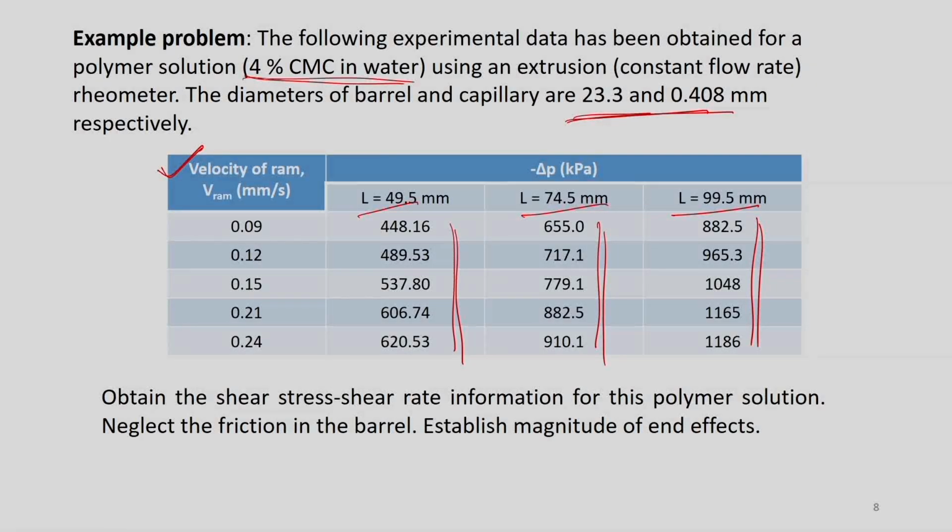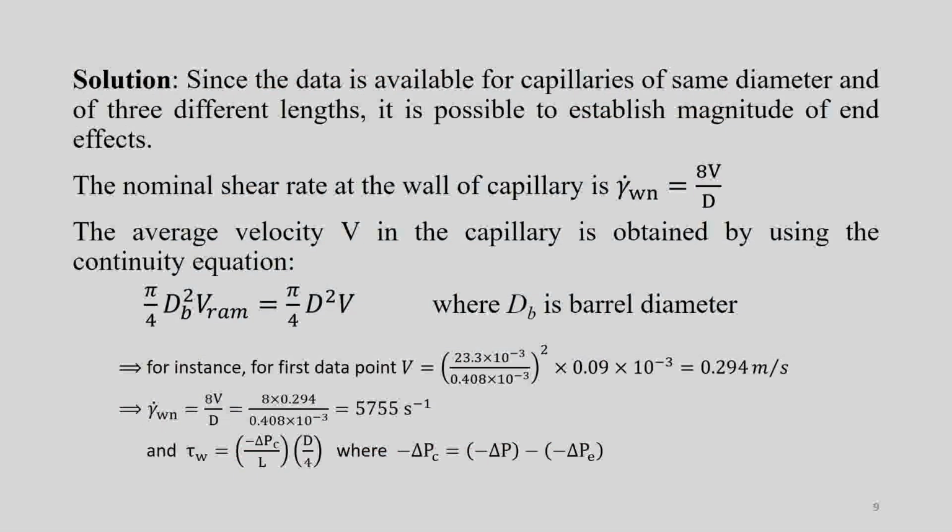So now the question is to obtain the shear stress versus shear rate information for this polymer solution, neglect the friction in the barrel, and then establish the magnitude of end effects, right. So this is the statement of the problem. What we have to do first is find the capillary velocity, the velocity of the fluid flowing through the capillary, not through the barrel, because that average velocity is what we are going to use in calculating the shear rate.